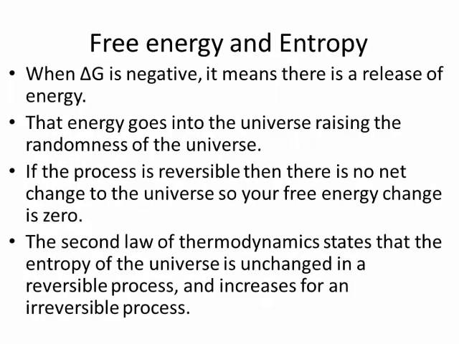So when delta G is negative, and G is that free energy, that means there's a release of energy. That energy goes into the universe, raising the randomness of the universe. So when the reaction itself releases that free energy, then the universe is going to have more energy in it, which is going to randomize it more. So you're going to increase the entropy of the universe.